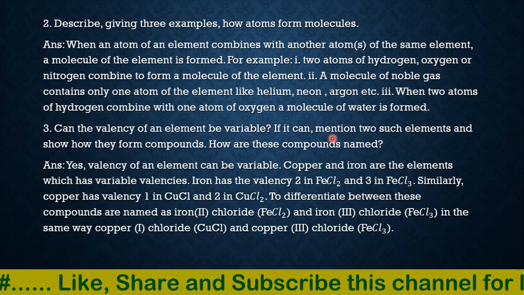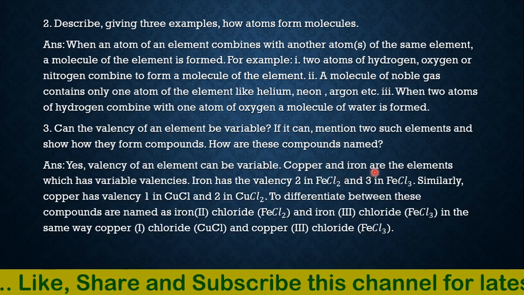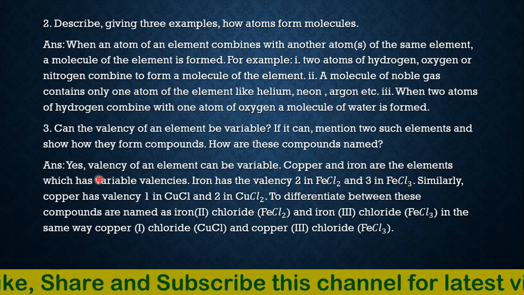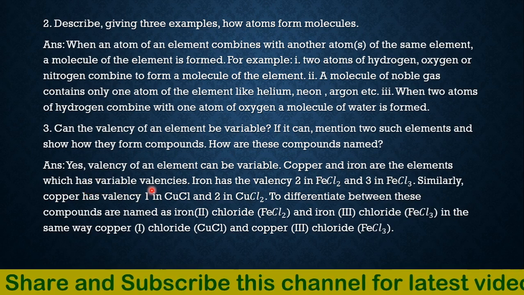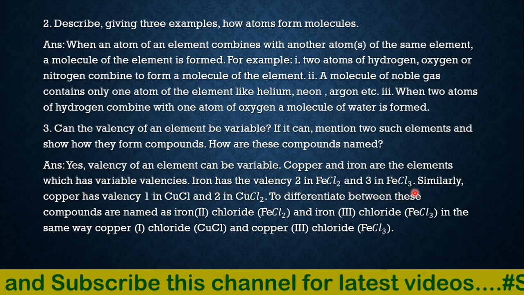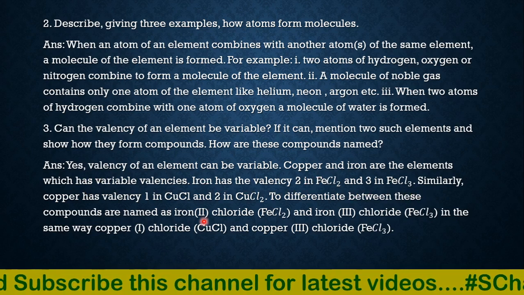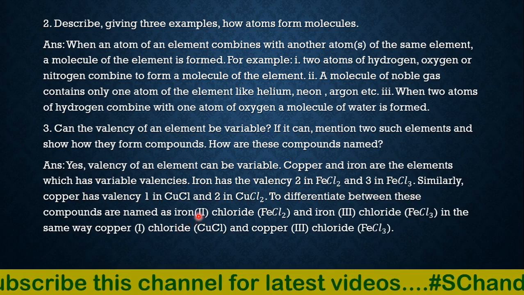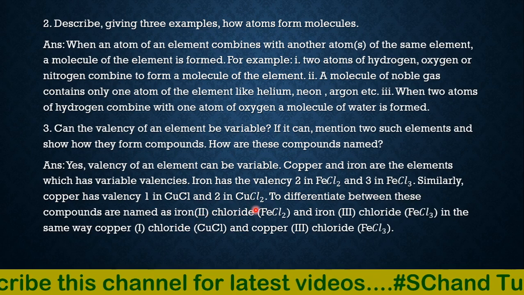Copper and iron are the two elements which have variable valencies. Iron has a valency 2 in FeCl2 and 3 in FeCl3. Similarly, copper has a valency 1 in CuCl and 2 in CuCl2.